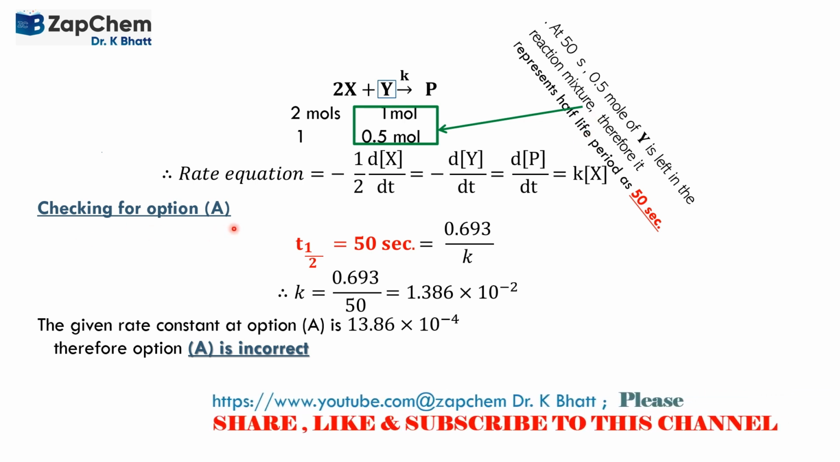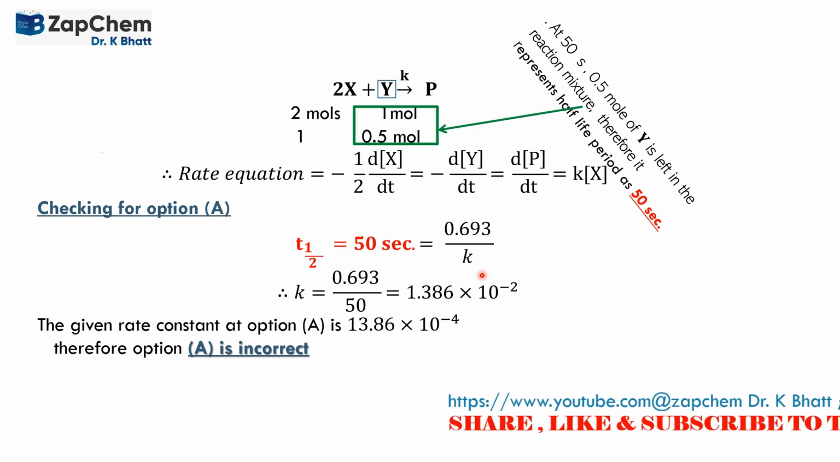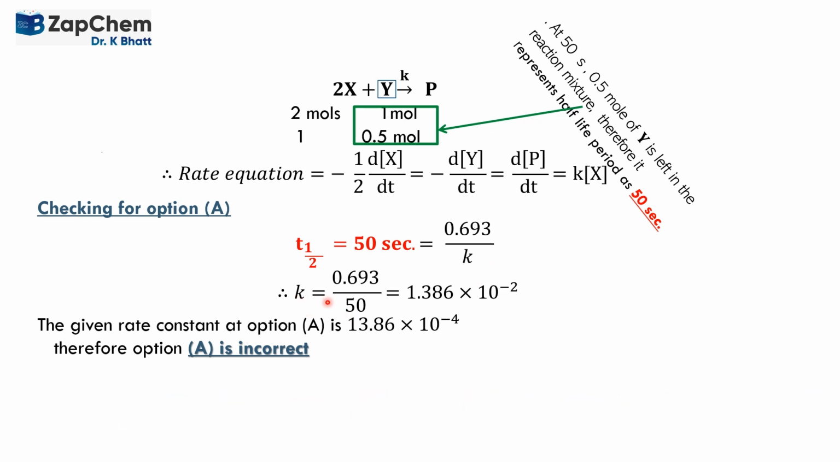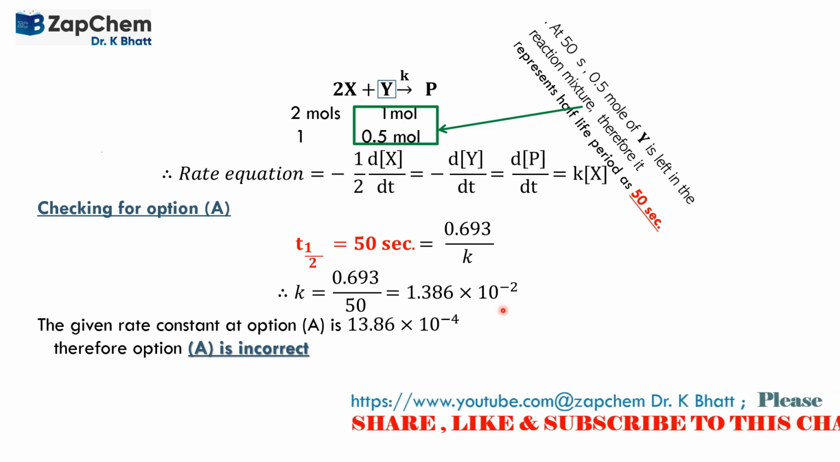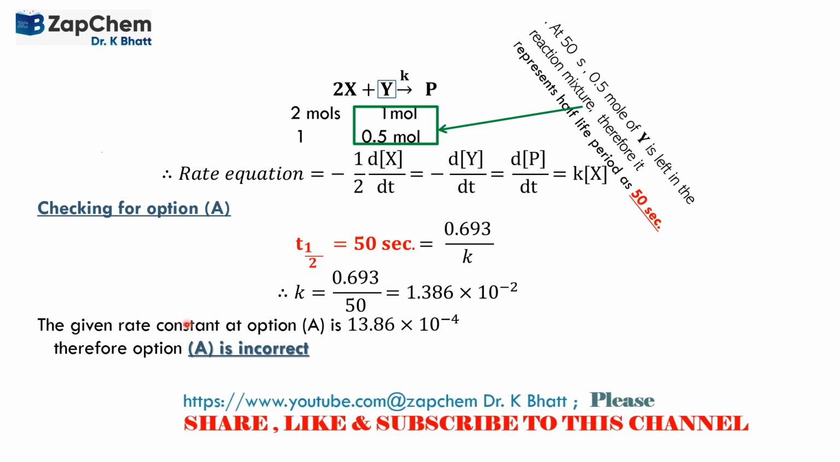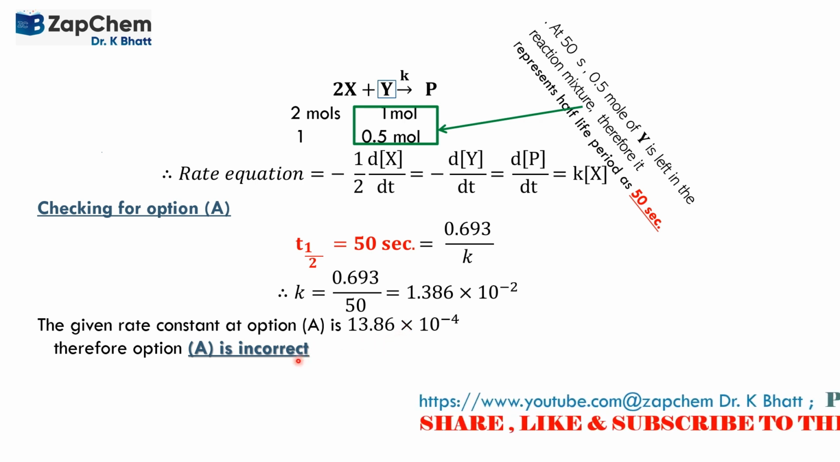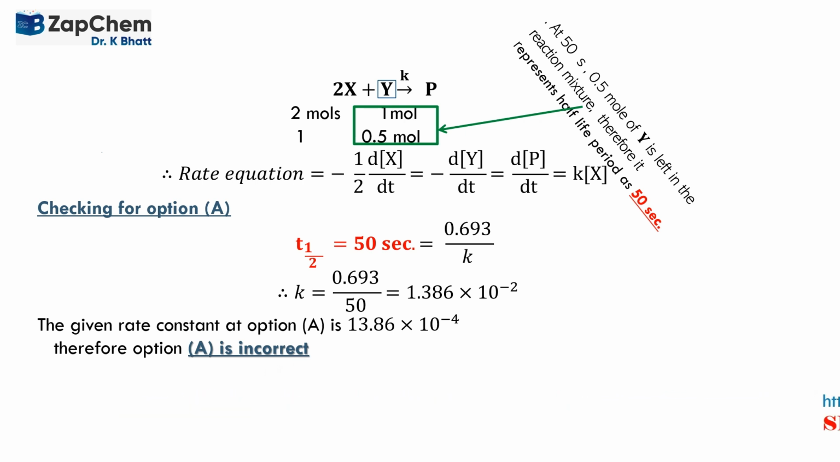Now let us verify option A, that T half is 50 seconds. We know that T half is equal to 0.693 upon K for a first order reaction, and therefrom on simplification we can calculate K, which comes out to be 1.386 into 10 to the power minus 2. The given rate constant in option A is 13.86 into 10 to the power minus 4, and therefore we can infer confidently that this is incorrect.